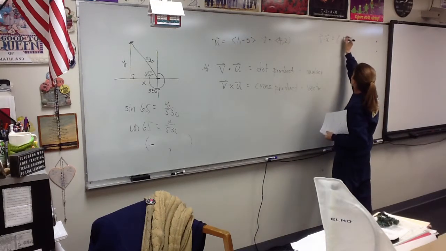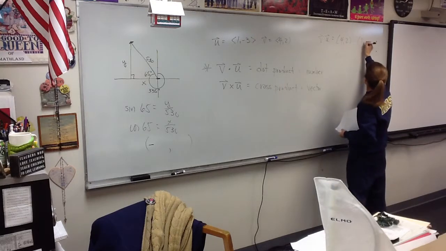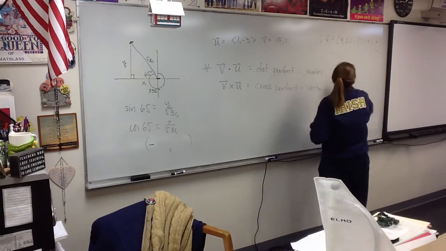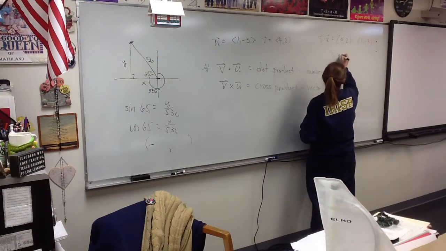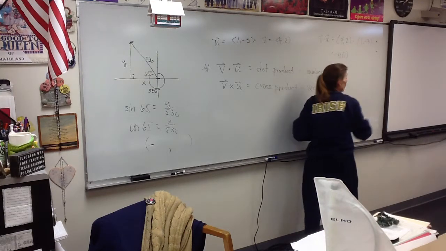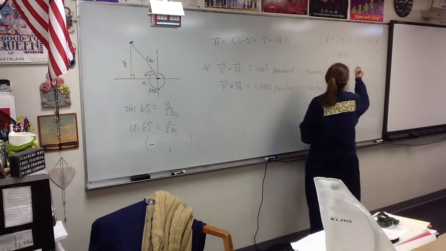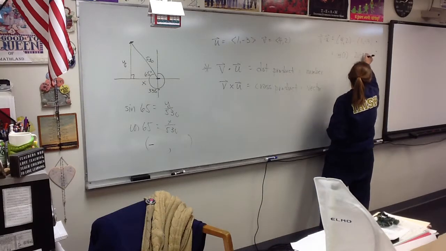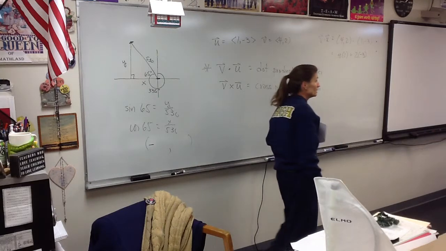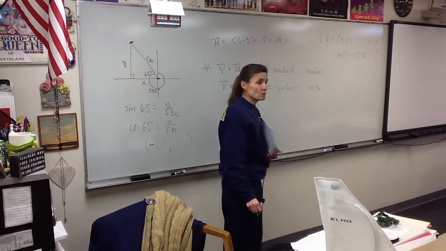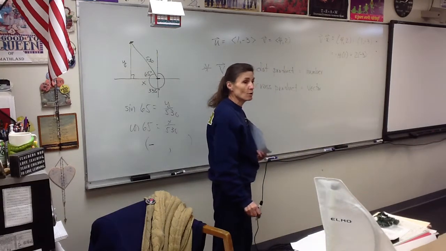So we're going to dot 4, 2 and 1, negative 3. To find the dot product, we take x times x, so 4 times 1, and y times y, and add them together. So it's really simple. If you have the coordinates, it's so easy.